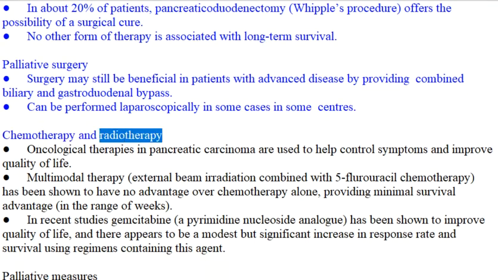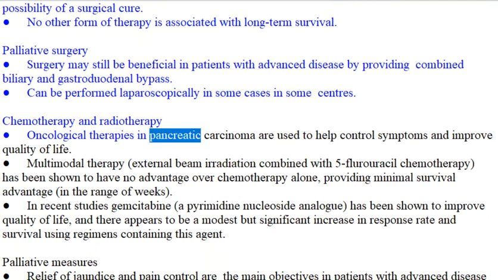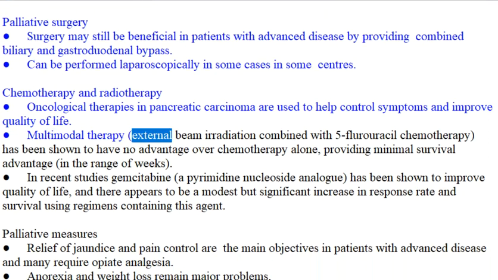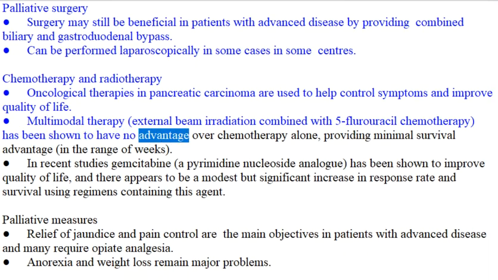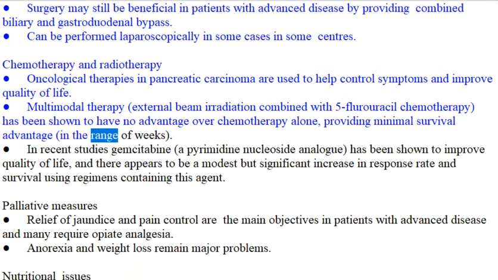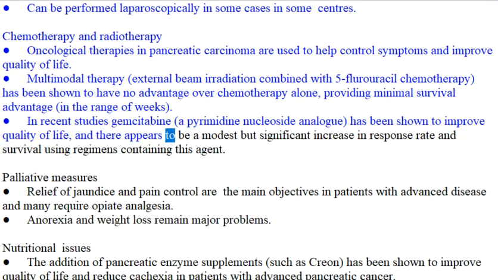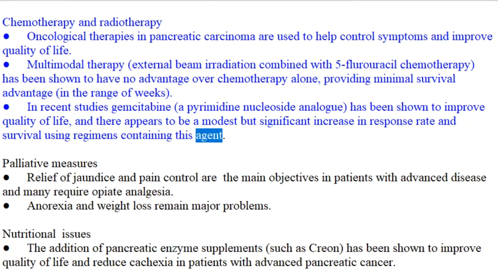Chemotherapy and radiotherapy. Oncological therapies in pancreatic carcinoma are used to help control symptoms and improve quality of life. Multimodal therapy, external beam irradiation combined with 5-fluorouracil chemotherapy, has been shown to have no advantage over chemotherapy alone, providing minimal survival advantage, in the range of weeks. In recent studies, gemcitabine, a pyrimidine nucleoside analog, has been shown to improve quality of life, and there appears to be a modest but significant increase in response rate and survival using regimens containing this agent.